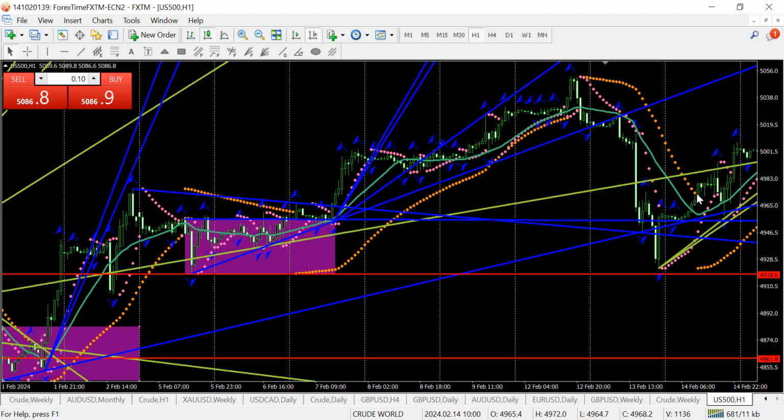Now if you look at this point again, it gives a buy signal. Now what happens again? Now we are looking for, or with this buy signal, we are holding our buy.